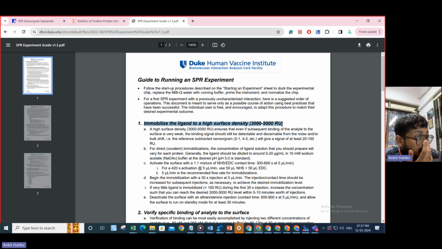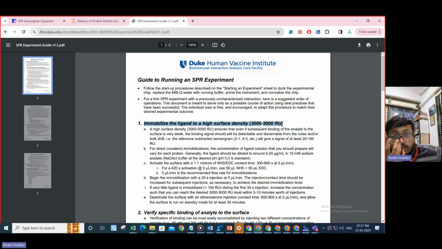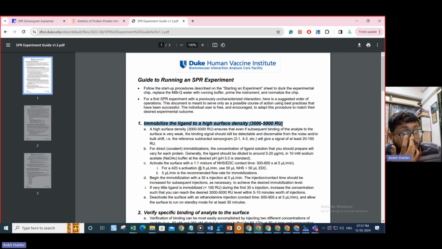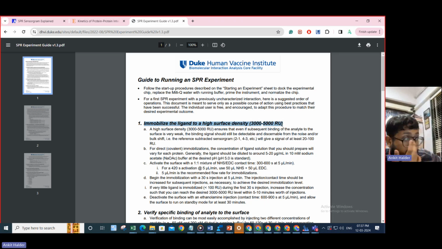A high surface density of 3000 to 5000 RU, resonance units, ensures that even if subsequent binding of the analyte to the surface is very weak, the binding signal should still be detectable over the noise and bulk shift.